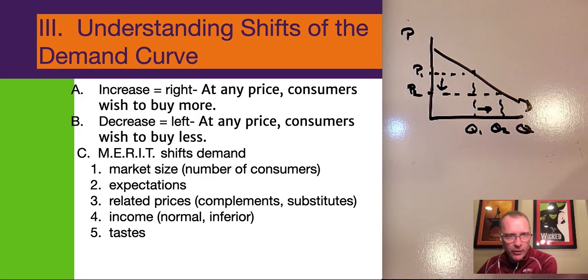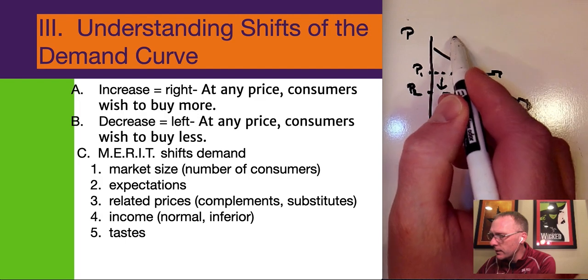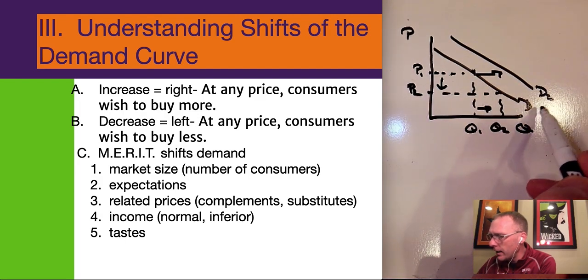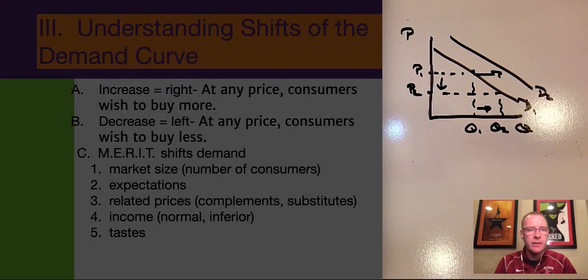But if one of those other things, those shifters, right, market size, expectations, related prices, income, or taste happen, that's when we could see a shift of the entire line because those are non-price determinants. So make sure, again, quantity demanded is on the line, nothing but a price change there. Demand is the entire line. Only thing that can shift that are those things there listed.